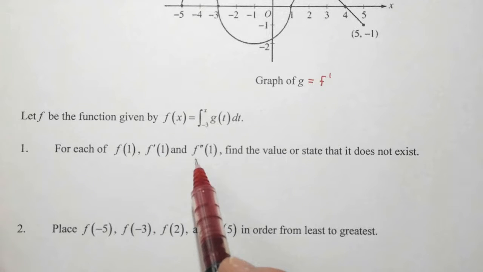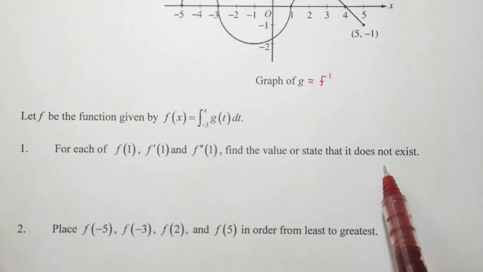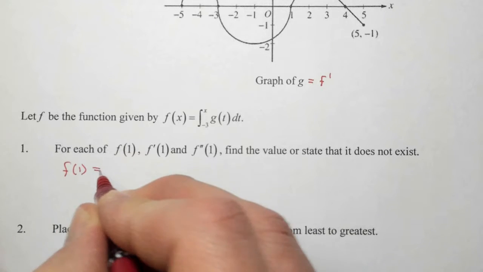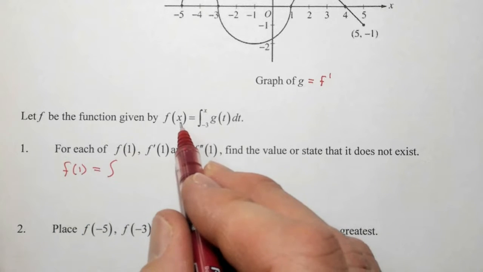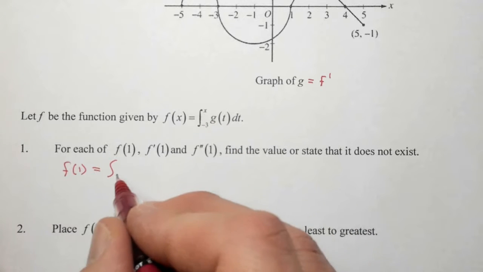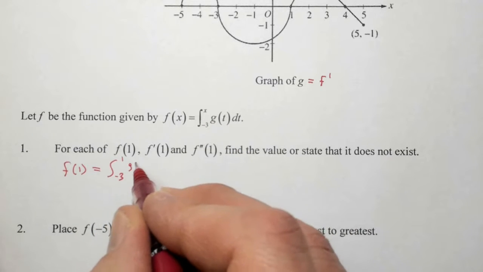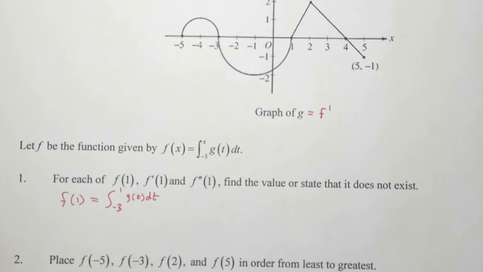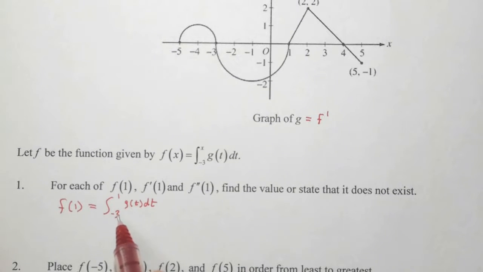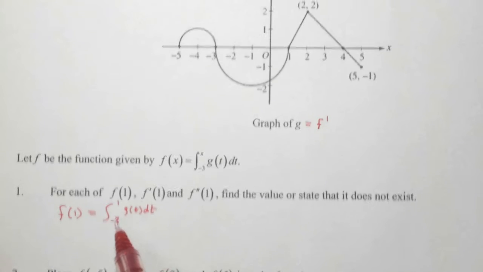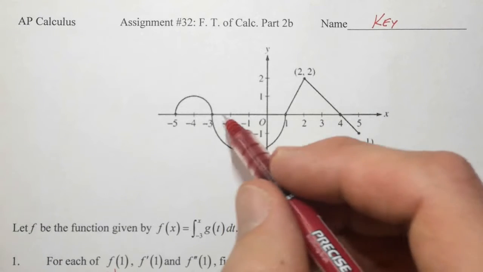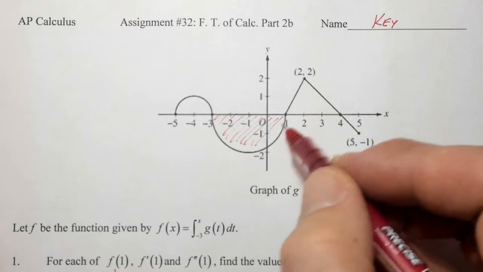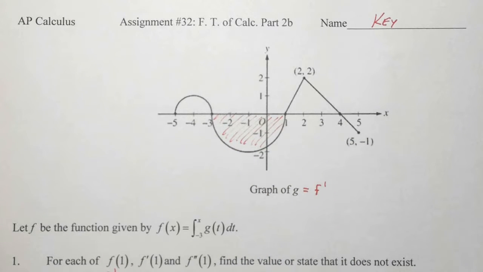For starters, number 1 says find f of 1, f prime of 1, and f double prime of 1, or state that the value does not exist. So to get f of 1, that's going to be the integral. We're going to plug 1 right into here and here. The integral from -3 to 1 of g of t dt. So if we go up to our function, that means we're finding the area under the curve from -3 to 1. Well, technically we're finding the area above the curve, between the curve and the x-axis. -3 to 1 is that semicircle right there.